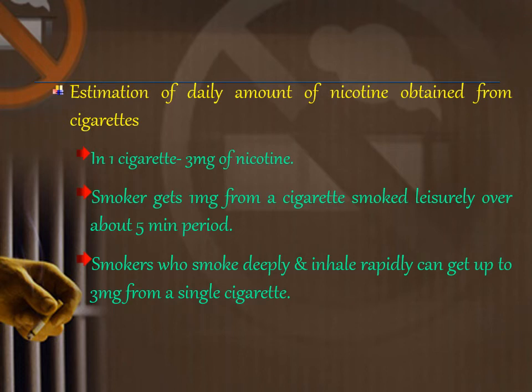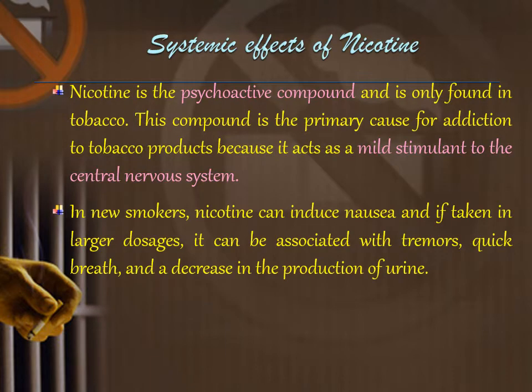Estimation of daily amount of nicotine obtained from cigarettes. In one cigarette, 3 mg of nicotine is present. Smokers get 1 mg from a cigarette smoked leisurely over about a 5-minute period. Smokers who smoke deeply and inhale rapidly can get up to 3 mg from a single cigarette. Nicotine is the psychoactive compound and is only found in tobacco. This compound is the primary cause for addiction to tobacco products because it acts as a mild stimulant to the central nervous system. In newer smokers, nicotine can induce nausea and if taken in large dosage, it can be associated with tremors, quick breath and a decrease in production of urine.